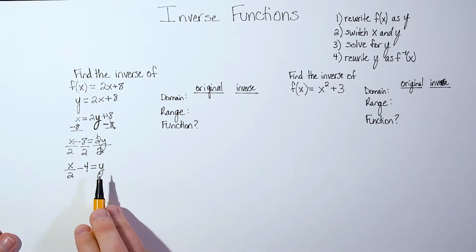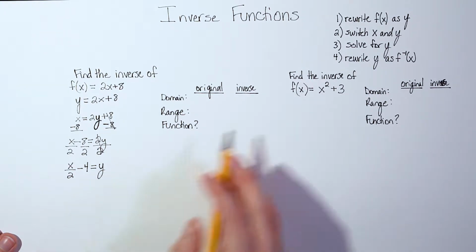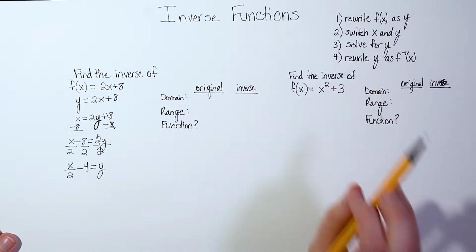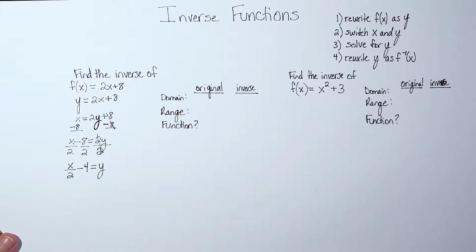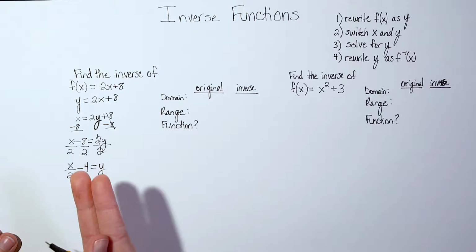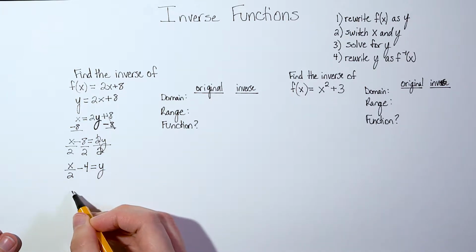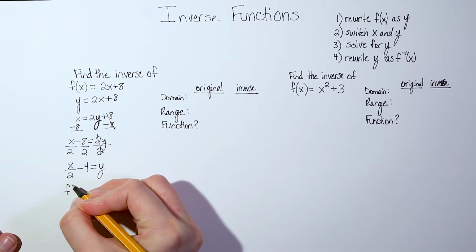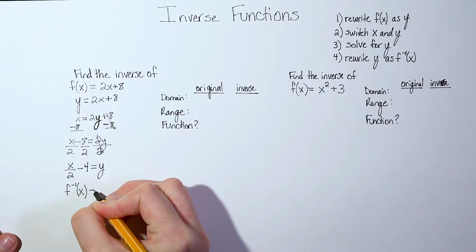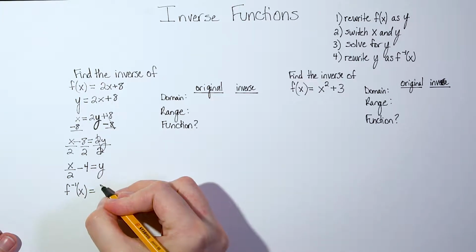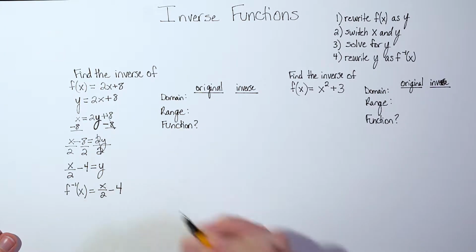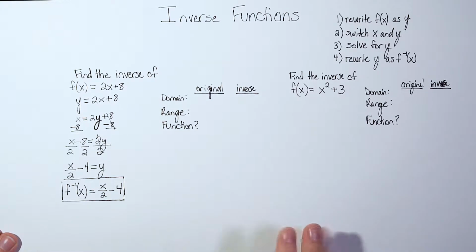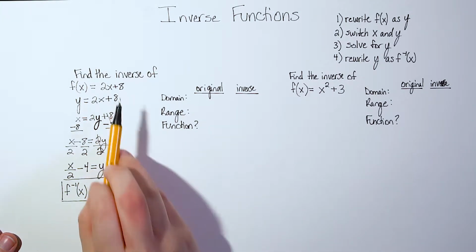So notice I finally have my y isolated. I solved for y. Step 4, rewrite y as f inverse of x. So I'm going to accomplish two things with this. I don't like the way that looks, so I'm going to flip it. I'm going to have the y come first, but instead of writing y, I'm going to write what I know I need to write with my answer, f inverse of x equals, and now I'll put my x over 2 minus 4. And this is my inverse function. So remember, this was the original, and this is the inverse.